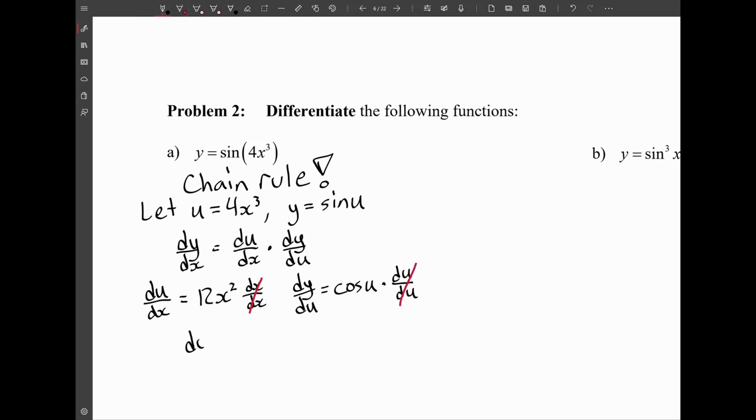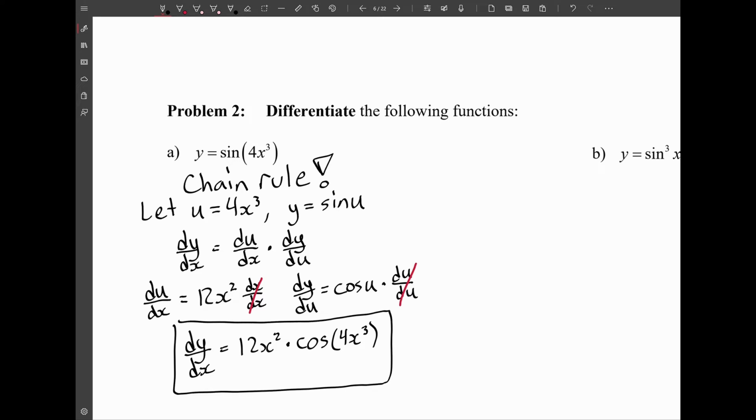So this means that dy/dx must be equal to 12x squared times the cosine, and this is where we substitute u back in with our original expression, 4x cubed. And that's that.